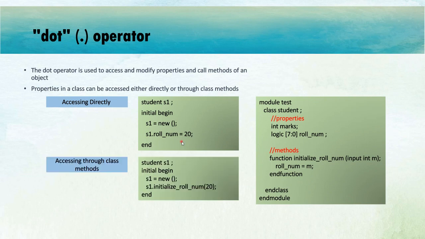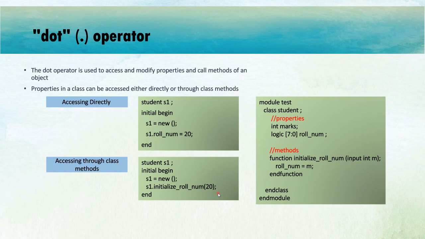Now the other way is we can access this property through class methods. So here I have created a function explicitly for initializing this roll number, and I have provided the argument here so as to initialize it with this value. So with this handle I can call this method using dot operator, and inside that I can provide the value with which I want to initialize this property roll number. So here I am initializing the roll number with 20.